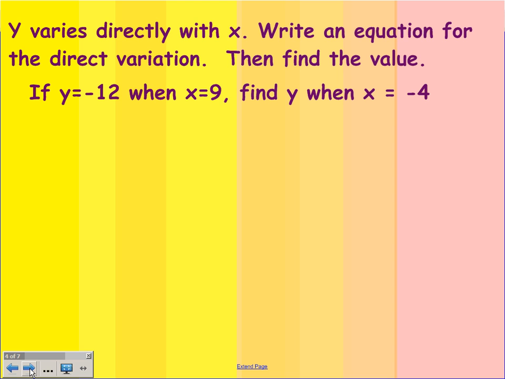Now, in the next examples, we're going to do the same thing we just did, but we're going to do something with it. So once I have the equation, then I can use that constant of variation to find a missing term. It's kind of like using what we know to figure out what we don't know.